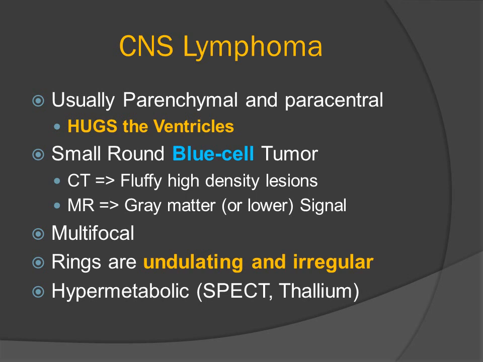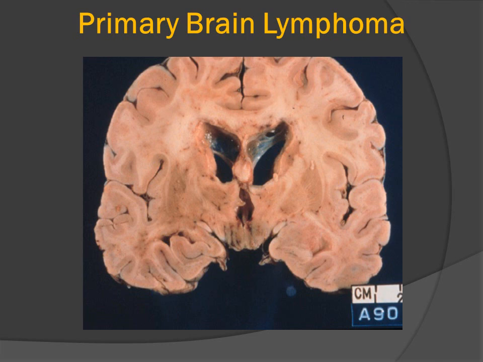It's a small round blue cell tumor. It can be multifocal, and when it creates a ring-enhancing lesion, the rings may be irregular and have a wavy or undulating margin. We can also do special metabolic studies, including SPECT, thallium, and FDG studies, in order to be able to demonstrate the increased metabolism of this neoplastic process.